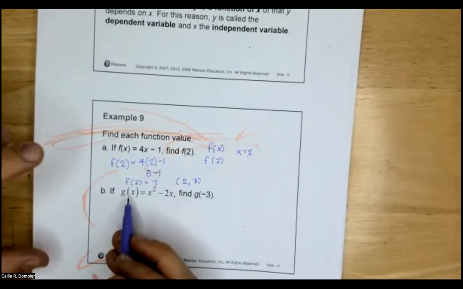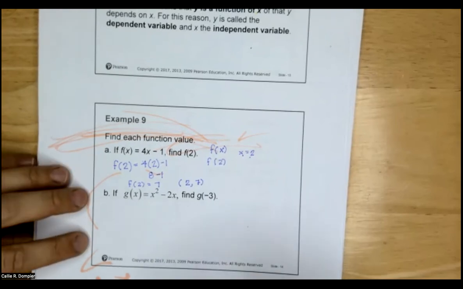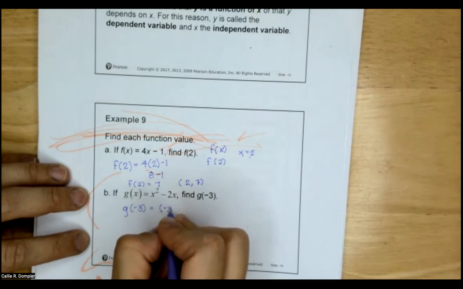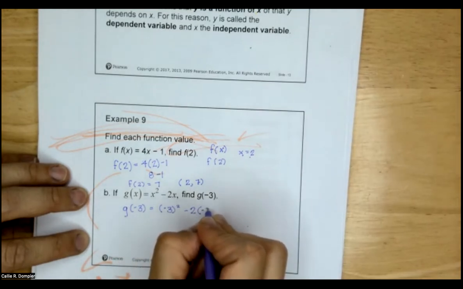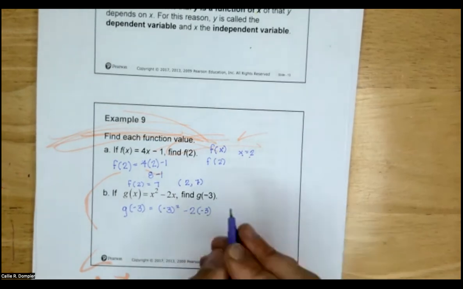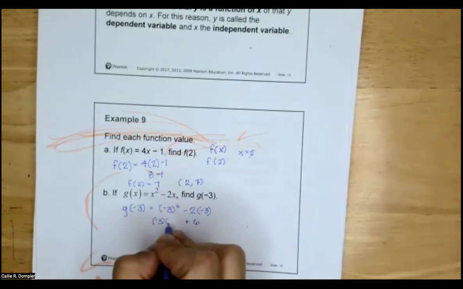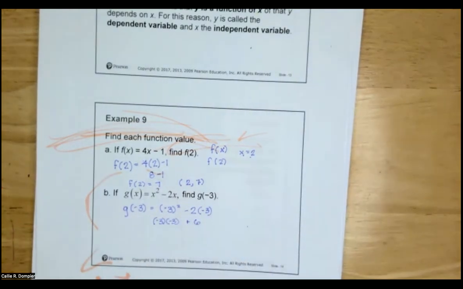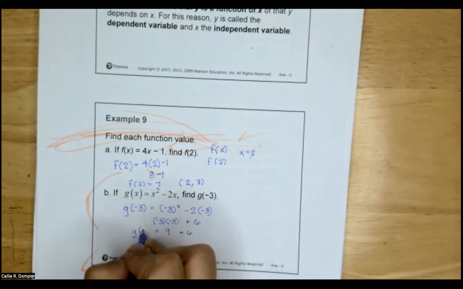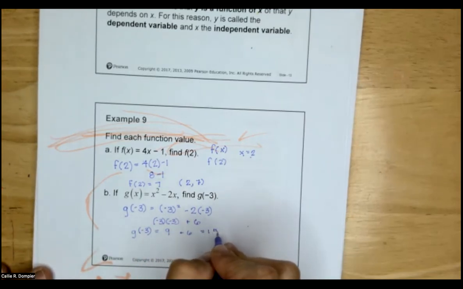If g of x, it does not matter if it's called f or g, you can put whatever letter you want in front of it. If g of x equals x squared minus 2x, find g of -3. That means g of -3 is, parentheses, -3 squared minus 2 times -3. So a -2 times a -3 becomes a +6, right? -3 squared is -3 times -3. Remember, 2 negatives make a positive. So 3 times 3 is 9. 9 plus 6 is 15. So g of -3 is 15.